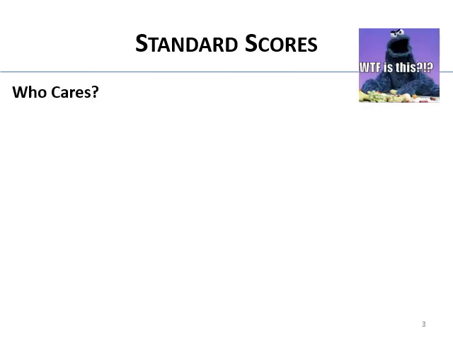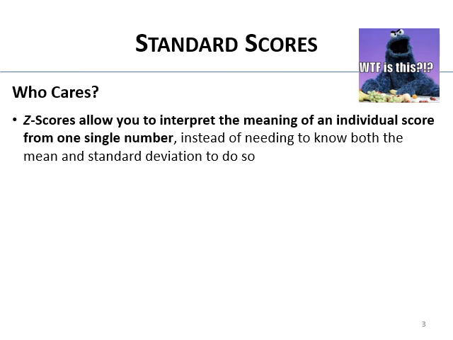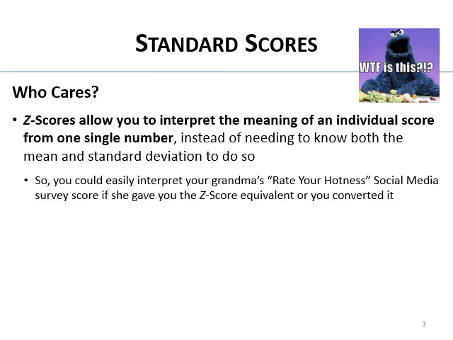So, who cares? I mean, fair enough. Z-scores are useful, again, because you can interpret the meaning of an individual score from one number. So you don't need to know the mean and standard deviation, or neither does your reader, in order to know where an individual score falls in a distribution. So that's why maybe you care.